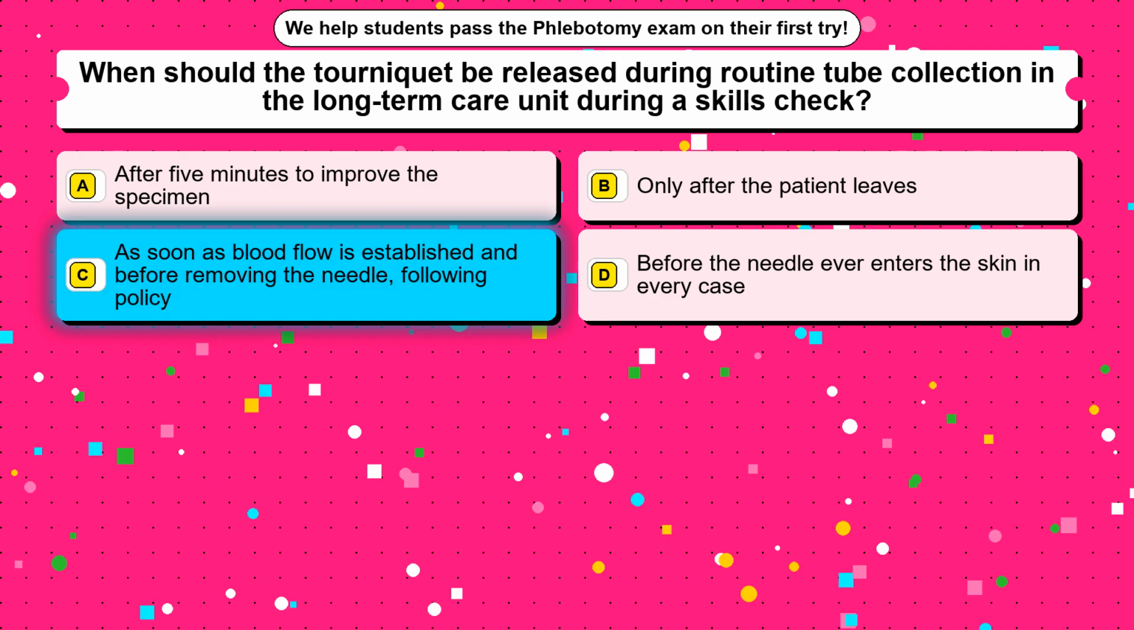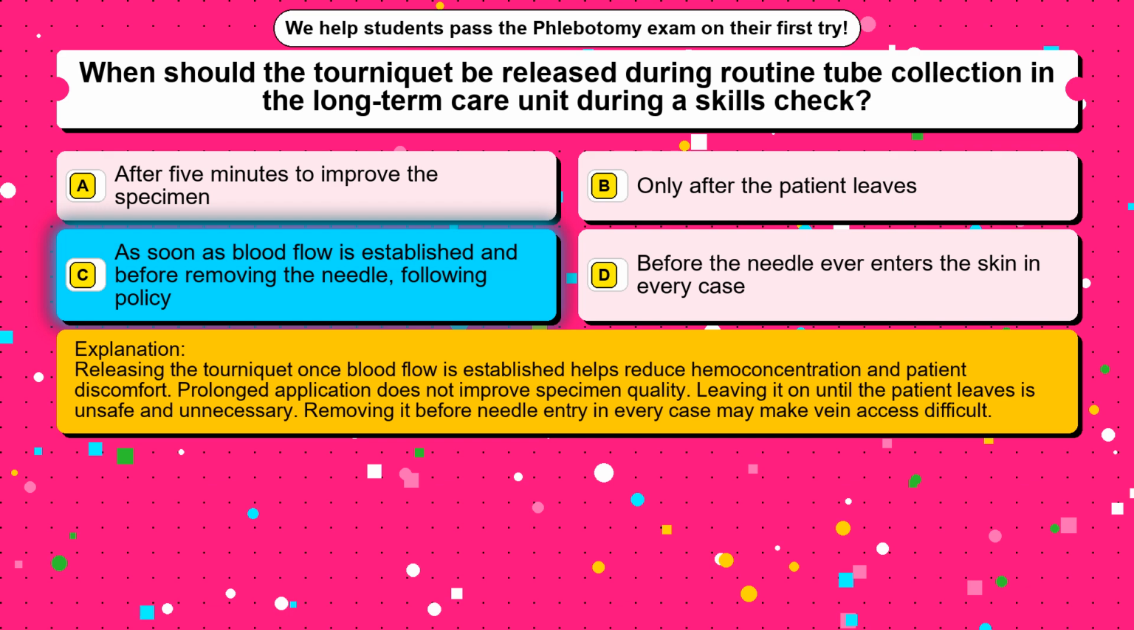The correct answer is option C. As soon as blood flow is established and before removing the needle, following policy. Releasing the tourniquet once blood flow is established helps reduce hemoconcentration and patient discomfort. Prolonged application does not improve specimen quality. Leaving it on until the patient leaves is unsafe and unnecessary. Removing it before needle entry in every case may make vein access difficult.